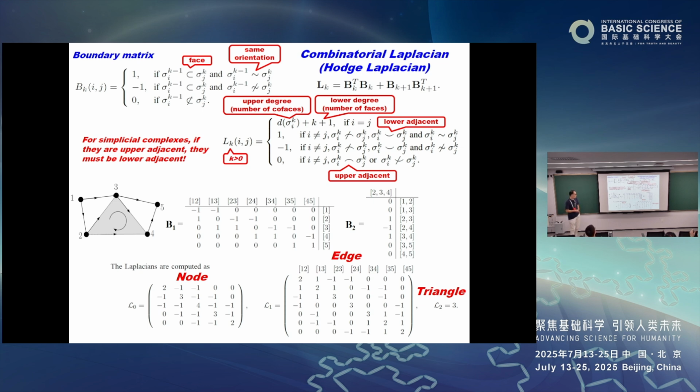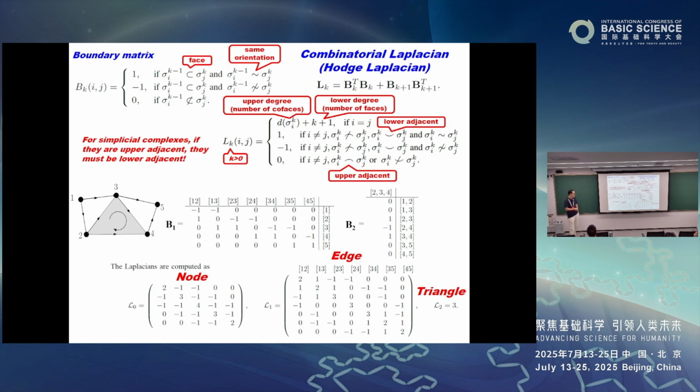So what's going on here geometrically, combinatorially, is like this. L0, the zero-dimensional Hodge Laplacian, tells you the node relation. So essentially, if 1 is connected with 2, then you put a negative 1. 1 connects 3, you put a negative 1. And then for this 1, you have 2 edges, so the node degree is 2, so you put it here. So that's the common, what they call the graph Laplacian.